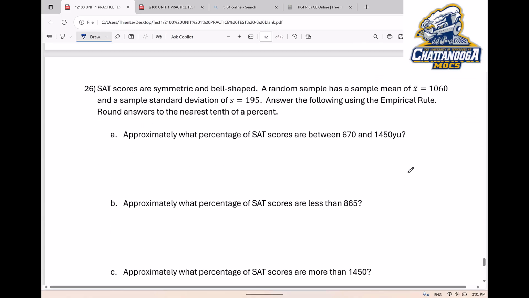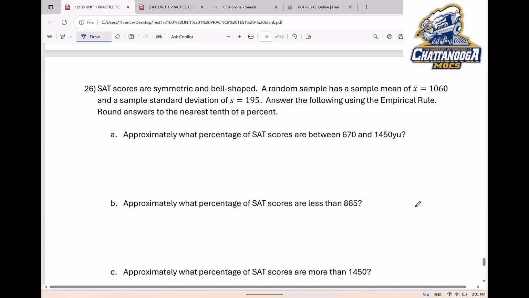So let's move on to the last problem, about the empirical rule. In 2026, SAT scores are symmetric and bell-shaped. A random sample has a sample mean x bar of 1060, and the sample standard deviation is 195. Answer the following using the empirical rule. Round to the nearest 10%. So, again, just keep three, right? This way you don't have to remember the rule of rounding.